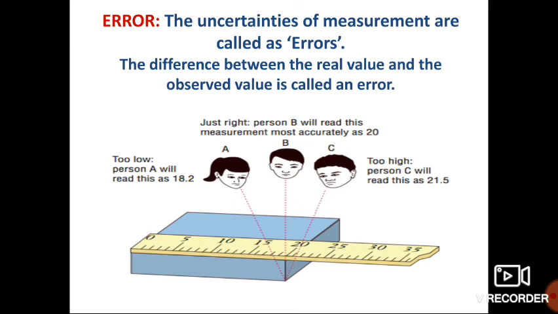Next one, what is error? The uncertainties of measurement are called errors. The difference between the real value and the observed value. For example, the real value is 10 centimeter, but the observed value is 10.1. So that is error. The difference between the real and observed value is called error. That is some uncertainty, so the measurement is not an accurate value. That is called errors. Clear?